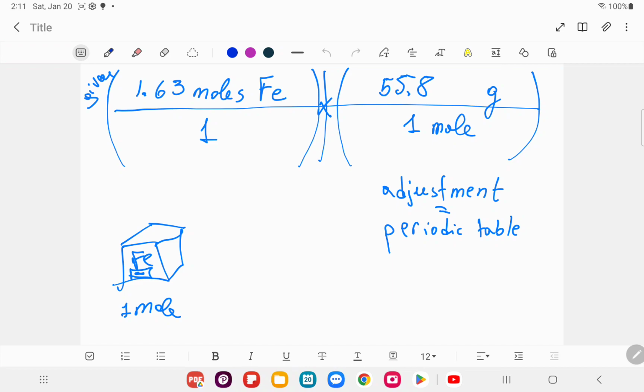And at this point, you just do your thing, right? So again, this is this fraction multiplied by this fraction, which means 1.63 multiplied by 55.8. Because this is a fraction, moles and moles go away, right? They cancel out. So the only unit remaining is grams. So what you're solving for is grams.